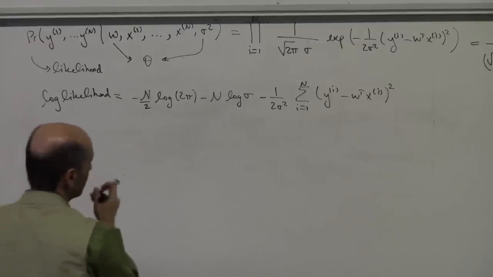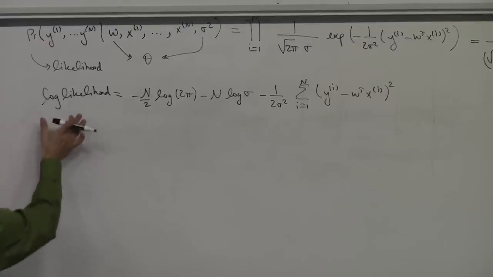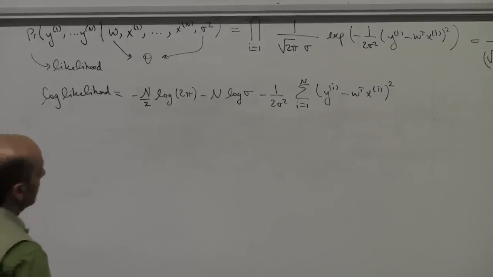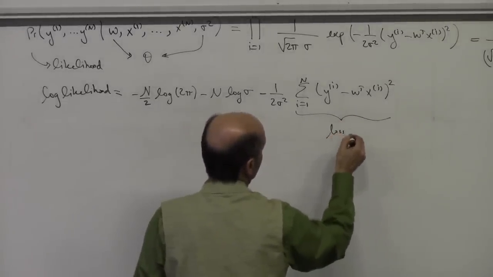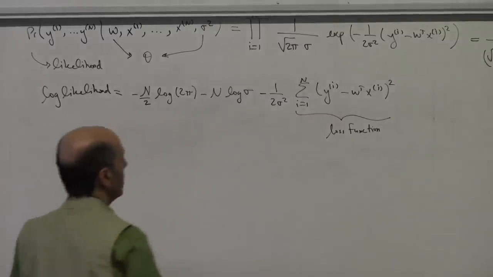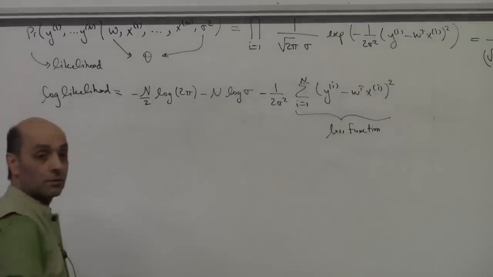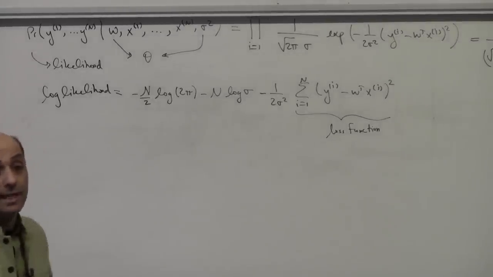Okay, so if you look at this equation, what I want to do is find the W that maximizes this function. Well, look here. What is this? This was our loss function. And of course, what we did is we found the W that minimized this loss function. Right?